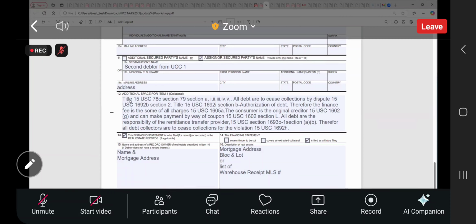Okay? Now, look what it says here, Title 15, 78C, Section 79. That's asset-backed securities. You read it. We're dealing with asset-backed securities here, okay? Now, all debt are to cease collections by dispute, 15 USC 1692B. And what 1692B says, a consumer shall owe no debt. Let's see if I can go to it because I like to show you better than I can tell you, so you can see this for your own self.